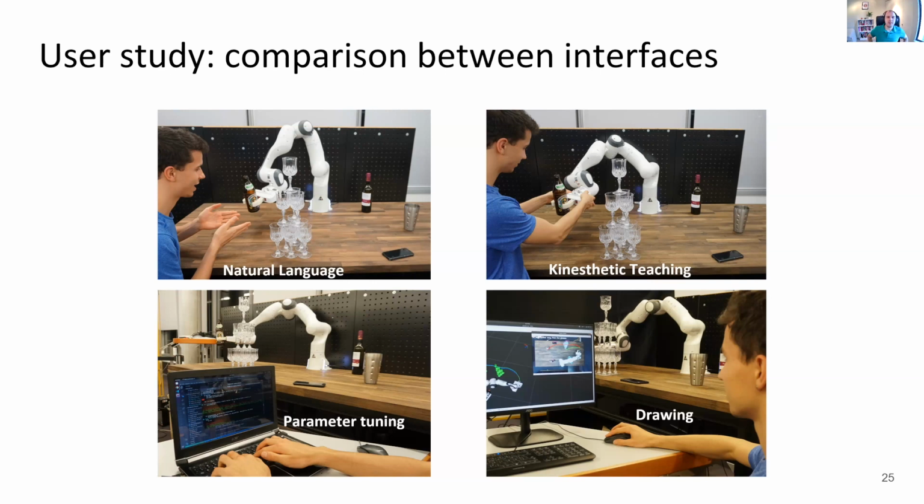well. So we compared our natural language interface with other types of interfaces like kinesthetic teaching, where you literally grab the robot and show what you want it to do. Parameter tuning, where you ask a user, sometimes a non-technical user, to play with a motion planner, which is oftentimes pretty hard to do. Trajectory drawing. Imagine you have an iPad in an industrial setting and you just draw whatever trajectory you want to execute next.